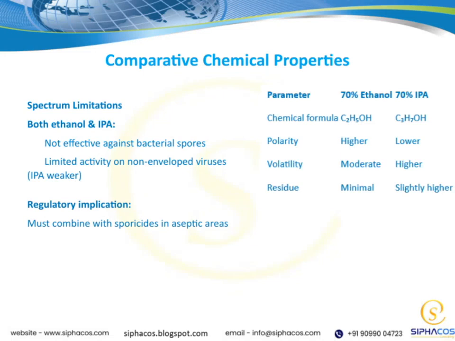Let's take a closer look at the limitations of using ethanol and IPA as disinfectants. While they are widely used, they have their drawbacks. First, they are not effective against bacterial spores, which are some of the most resistant forms of bacteria. This means that relying solely on these alcohols won't guarantee complete sterilization in environments where spores might be present.